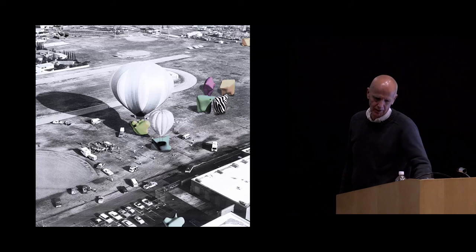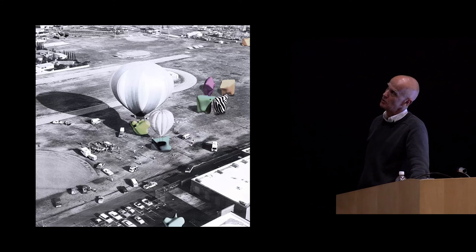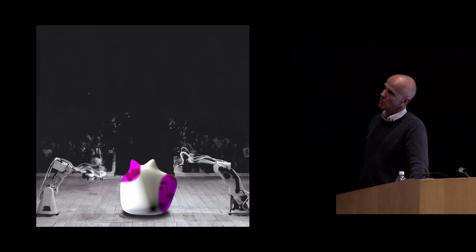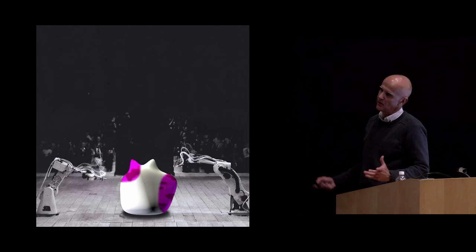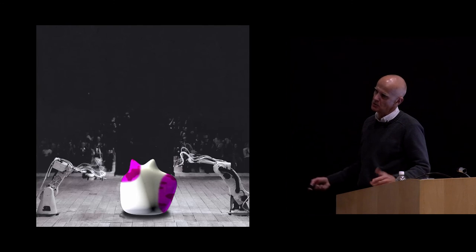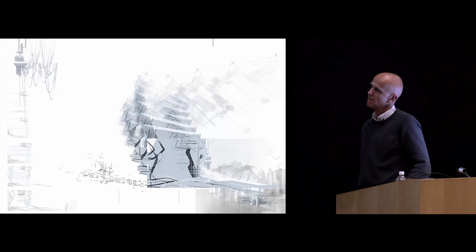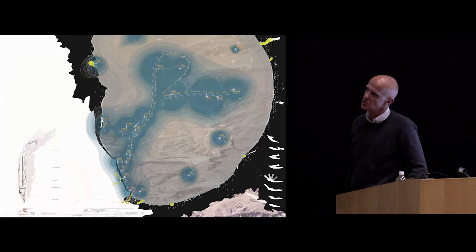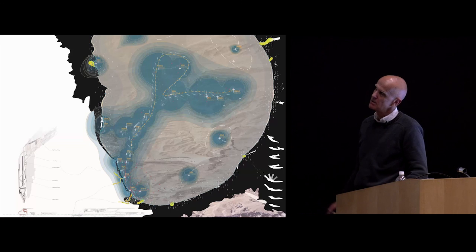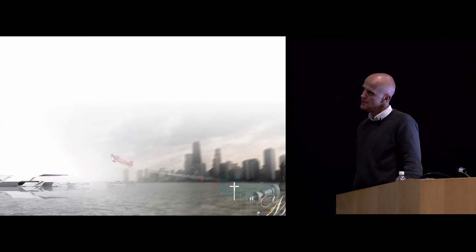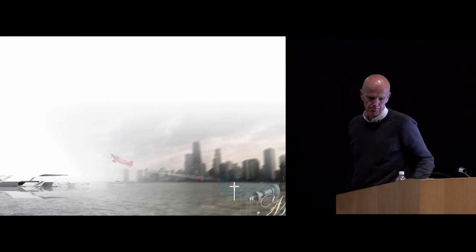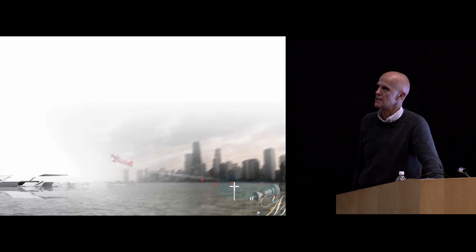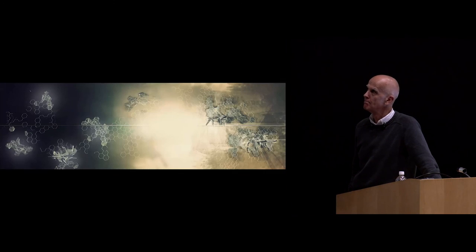I'll keep moving because there are a lot of images and I'm probably talking too much about them. Ideas that interiors would be quite different than exteriors, that this would be deployable and so on. Lake Michigan, a set of infrastructural proposals that rethink fishing industry, civicness, tourism, and so on. These are images of some of the infrastructural pieces that belong to that scenario.